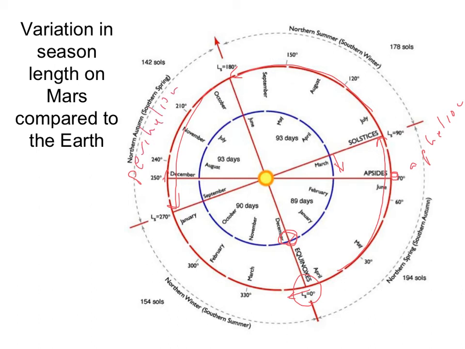So at what point in Mars's orbit is it going the fastest? Perihelion. So it's really zipping along here and going more slowly here. So as a result, the northern spring and summer on Mars are substantially longer in terms of numbers of sols, or Martian days, than the northern fall and winter are.